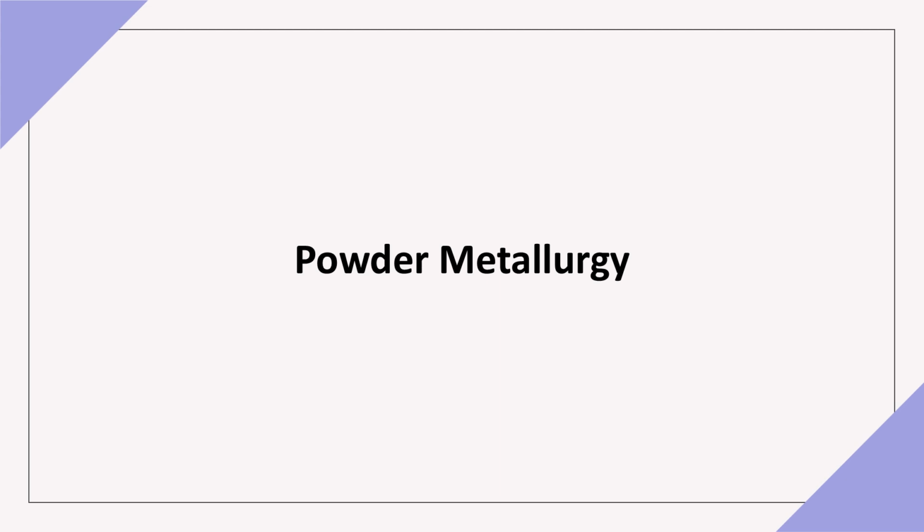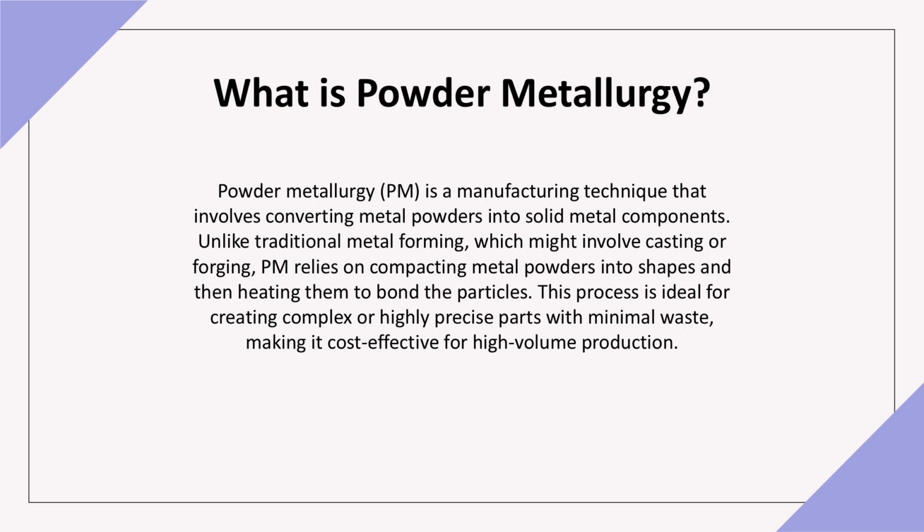Today, we'll explore this unique manufacturing process, which transforms metal powders into solid components with precision and efficiency. Powder metallurgy, or PM, is a manufacturing technique where metal powders are compacted and then sintered to form solid components. Unlike traditional metal forming, PM uses powders rather than melting the metal entirely, resulting in less waste and allowing intricate shapes to be formed with high-dimensional accuracy. This process is essential for mass production in automotive, aerospace, and electronic industries.